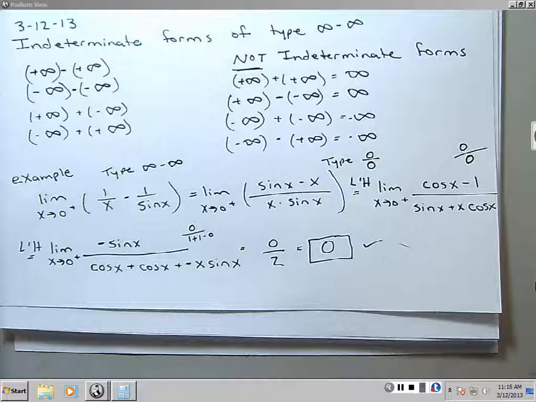Okay. L'Hopital's rule is all neat and everything. However, it's not always the best approach. So we're going to look at an example that's in the form infinity minus infinity, and you're going to simplify it, and it turns out L'Hopital's rule is not the best approach here. The best approach would be doing the techniques you did in Chapter 1 for evaluating limits.